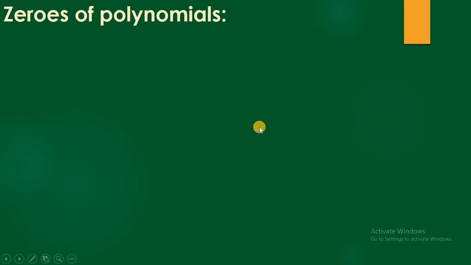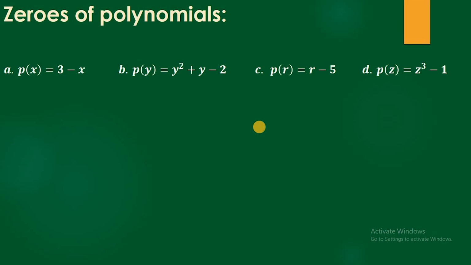Now, zeros of the polynomial. To understand the zeros of the polynomial, first we'll take some examples. In the first example A, we have p of x equal to 3 minus x, and this is a polynomial in one variable, as well as a binomial because there are two terms, and the power of the variable is 1, therefore it is a linear polynomial.